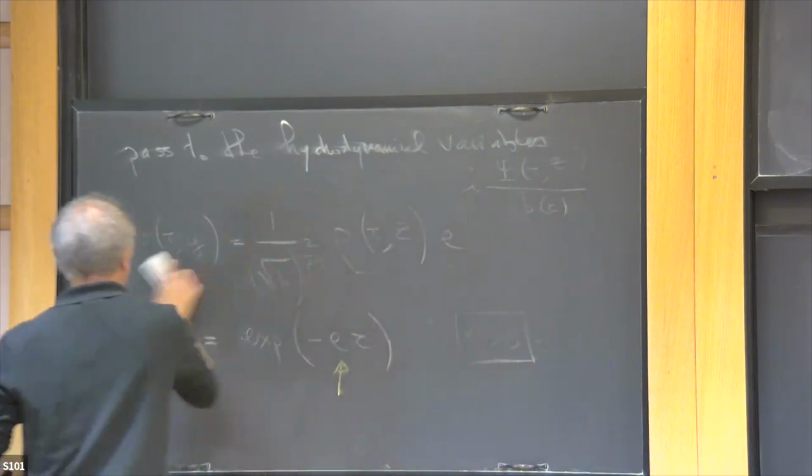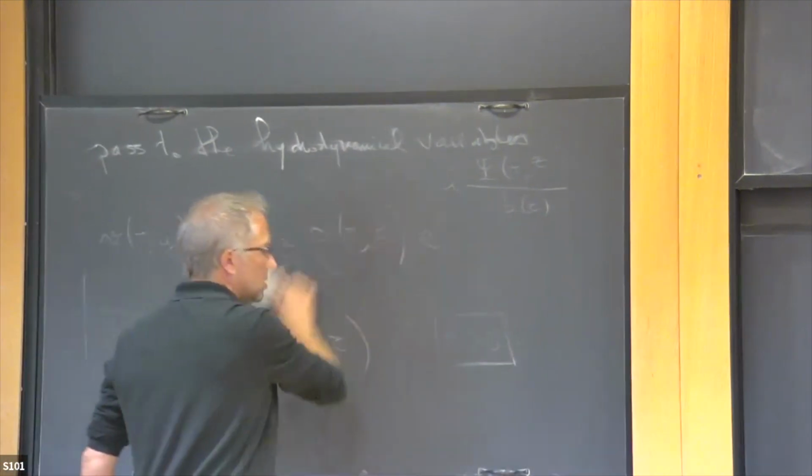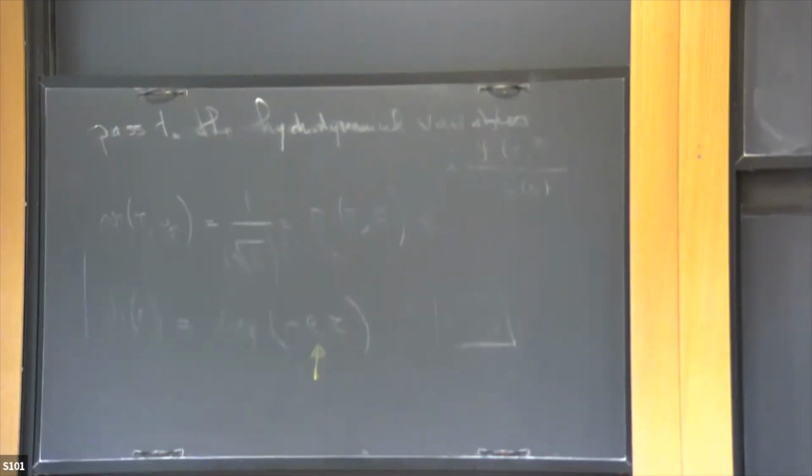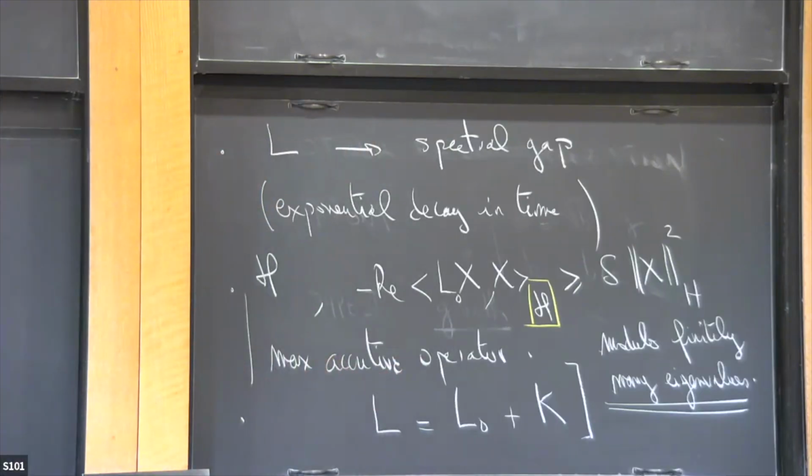I'm a little confused about the signs you have there. Did I put a minus? Yeah, you probably had it the other way. I'm sorry, you're absolutely right. I want to decay, so H needs to be negative. Absolutely. Is L self-adjoint? I'm sorry? Do you want L to be self-adjoint?